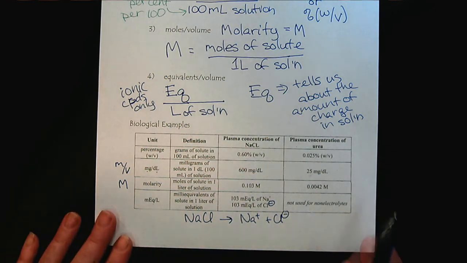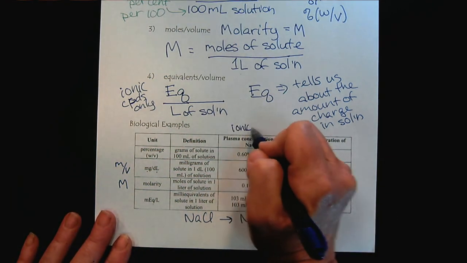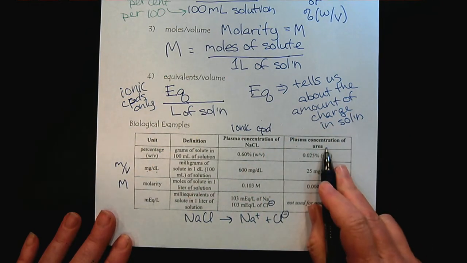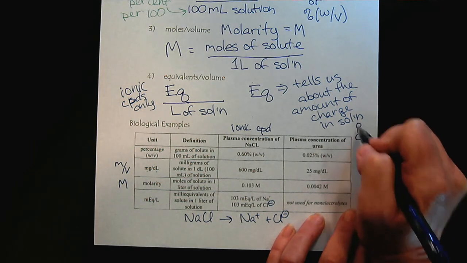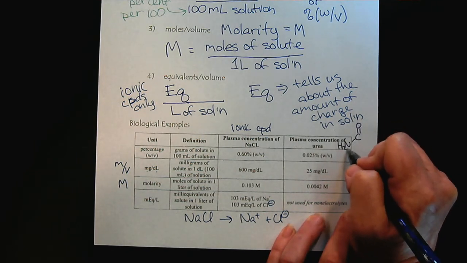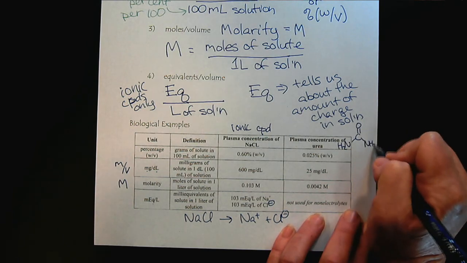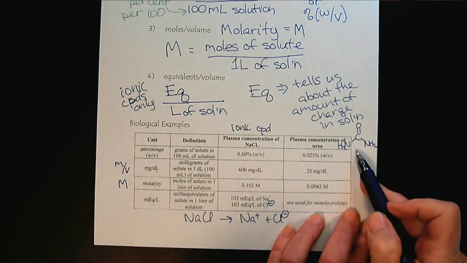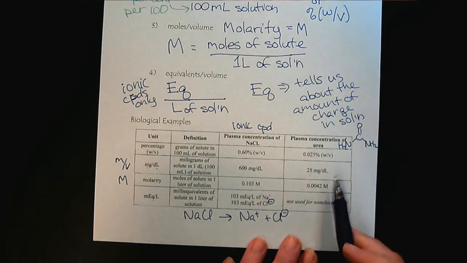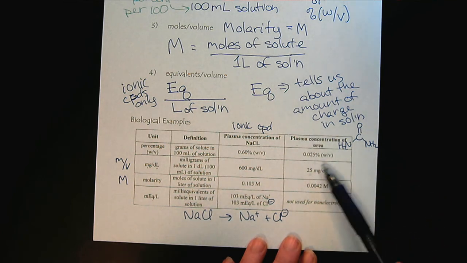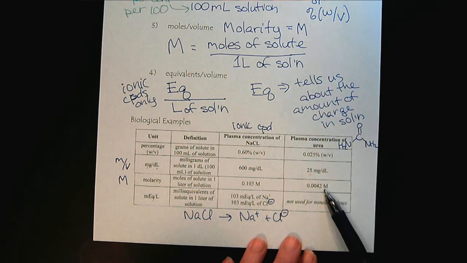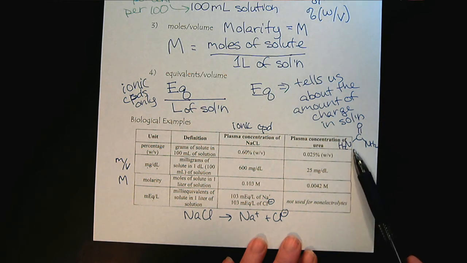Now, here we had an ionic compound. If we go to urea, here's the chemical structure for urea, and urea is all nonmetals, it's a covalent compound. So we can describe the concentration of urea in our blood plasma using the percent weight over volume, or mass over volume, or molarity. However, we're not going to talk about milliequivalents because there's no charge present.